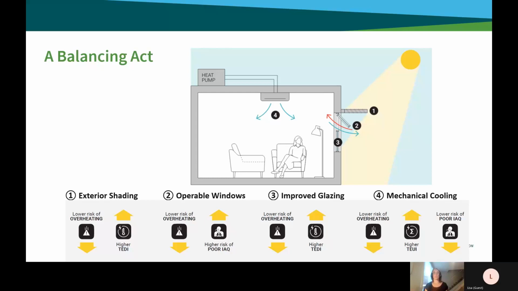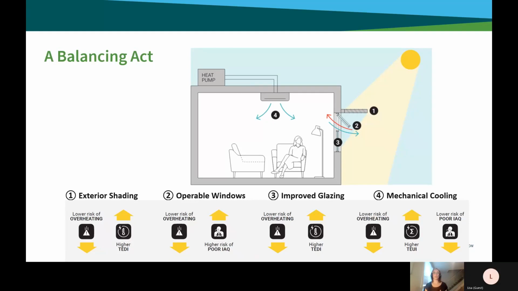And really to keep these in mind for your project specifically. For example, we know that shading can lower the risk of overheating in the summer. But if you don't implement it carefully, it can actually lower your passive solar gains in the winter, which you want to reduce your overall thermal energy demand intensity. And the same actually goes for low solar heat gain glazing as well.